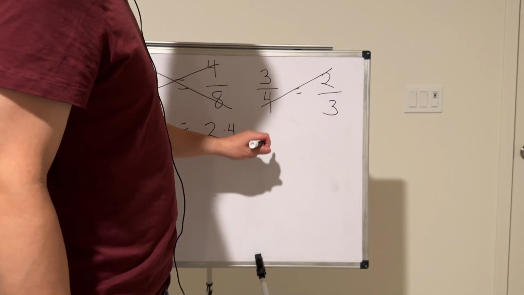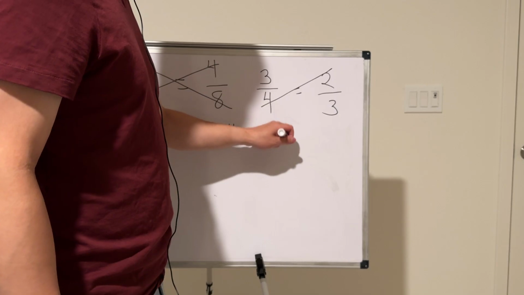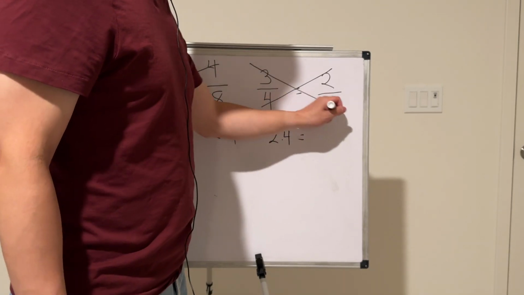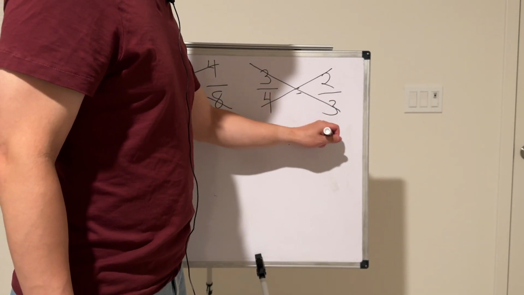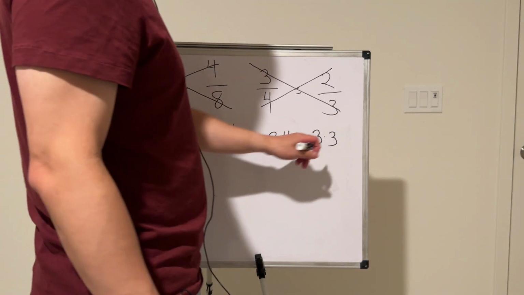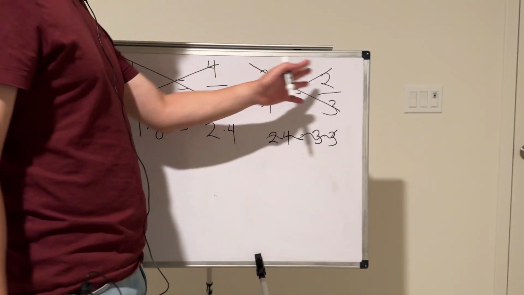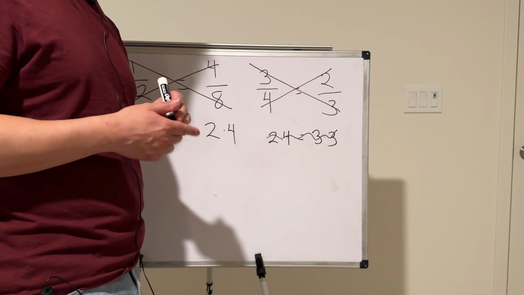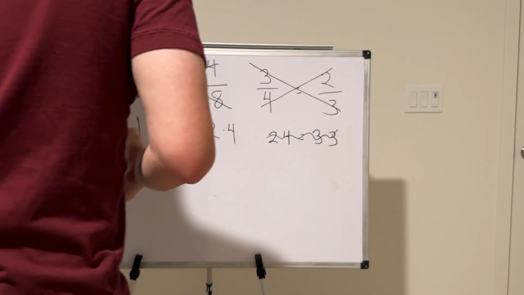We get 2 times 4 and 3 times 3. And you can see that this is not true. Because that's not true, we know that this is not a true proportion. So in general, that's how it works.